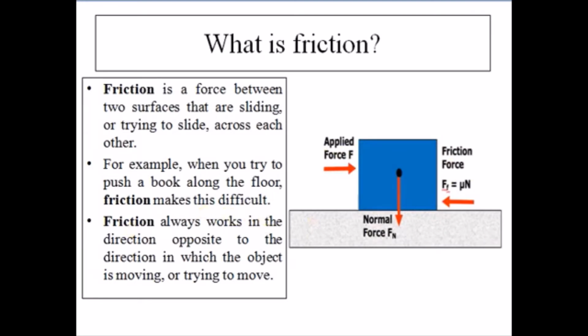Friction always works in direction opposite to the direction in which the object is moving or trying to move. Another example of this is when you are skating or when you are driving. There is another force which is coming in the direction opposite to the direction of your movement. That is the frictional force.